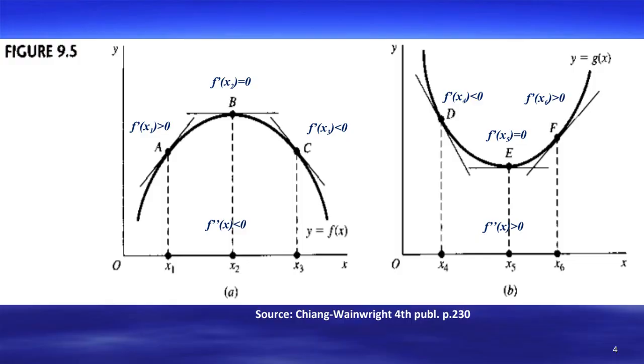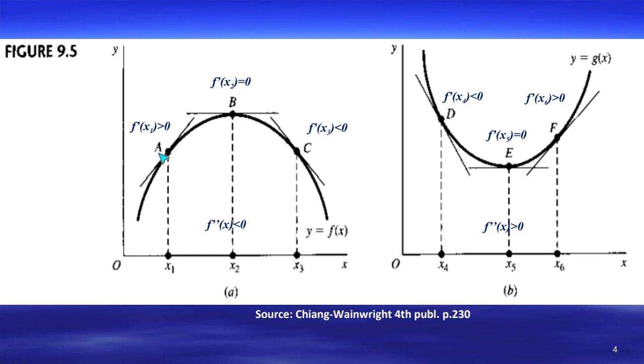Let me pass one page further and show you these graphs. This is figure 9.5 in our book, Shine Gray, Fourth Publishing, page 230. This is the source of this diagram. All right, what is it? We have x on the x-axis, the abscissa, and y on the ordinate, so a perfectly normal graph. Here is a downward-looking parabola, with arms downwards, and here an upward-looking parabola, with arms upwards. We have three points here, A, B, C, and three other points, D, E, F, in the other graph. Let's analyze all these points.